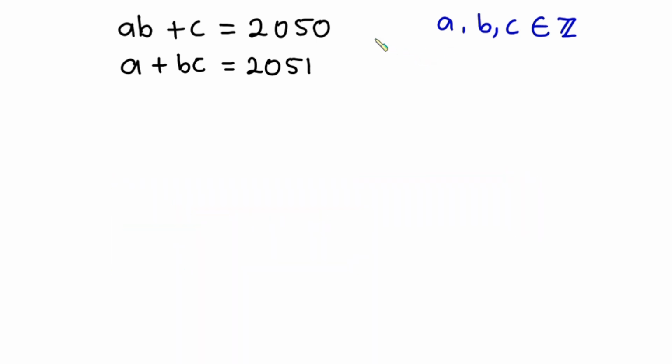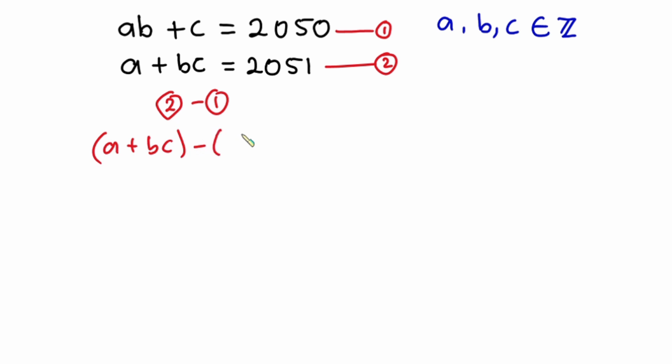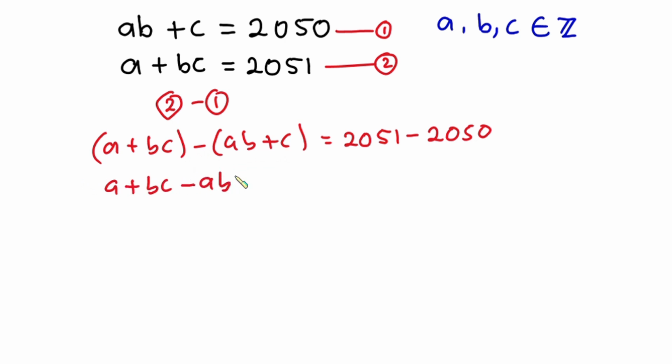Now let's get started. First, I'm going to call this equation 1. Then I'll call this equation 2. Now let's take equation 1 from equation 2 so that we have a plus bc minus (ab plus c), and this is equal to 2051 minus 2050. Right, now let's distribute this -1 across this one. So we have a plus bc minus ab minus c, and this is equal to 1.